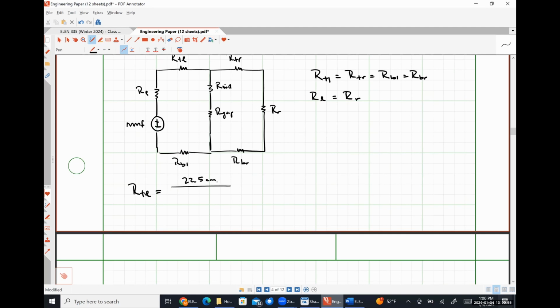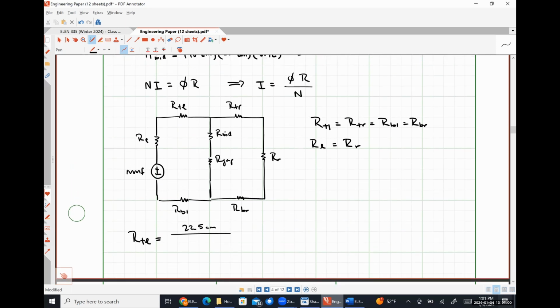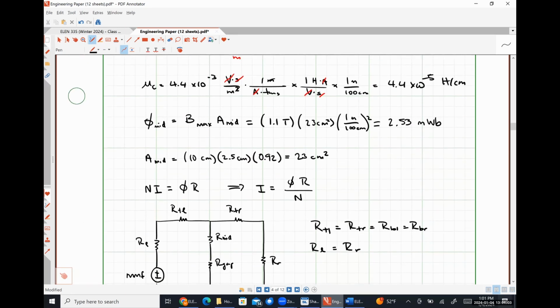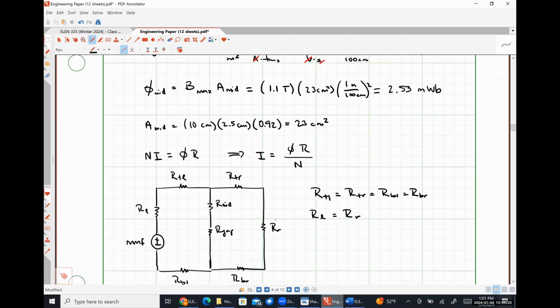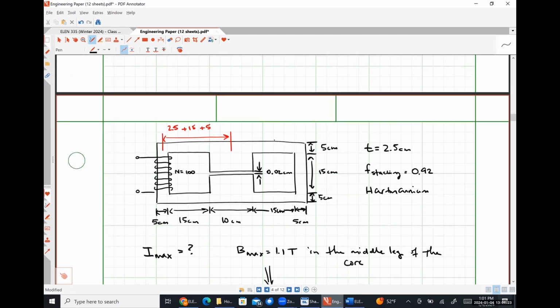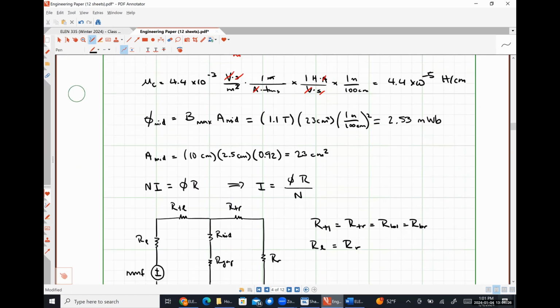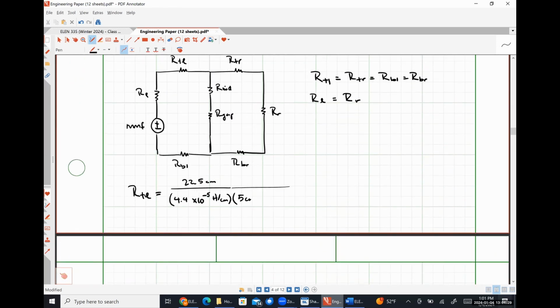This is going to be divided by my core permeability. So 4.4 times 10 to the minus 5 Henries per centimeter. And then I'm going to have my core area. That's going to be my width times my thickness times my stacking factor. My width is 5 centimeters. My thickness is 2.5 centimeters. My stacking factor was 0.92.